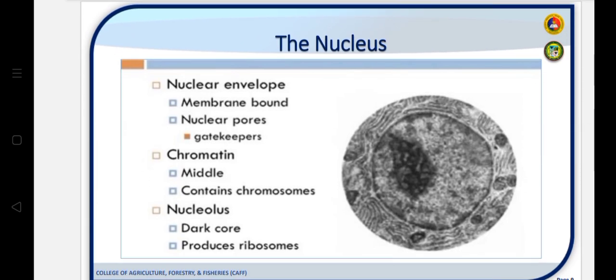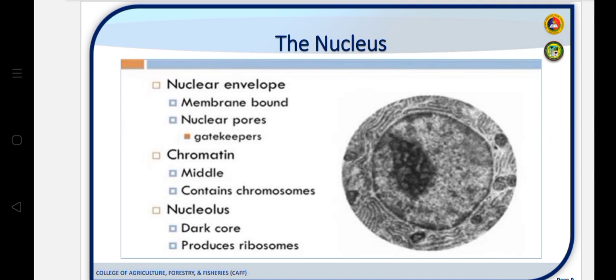Now let's focus on one of the most important organelles inside the cell. We call it the nucleus. The nucleus is often called the control center because it directs all the activities of the cell. The nucleus is surrounded by a nuclear envelope, which is a double membrane. It has tiny openings called nuclear pores that act like gatekeepers, controlling what enters and leaves the cell.